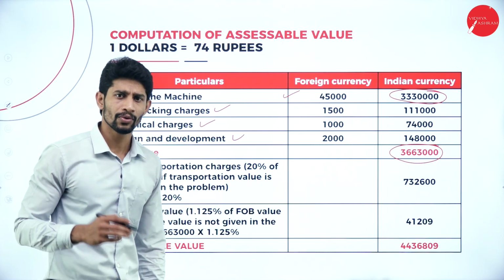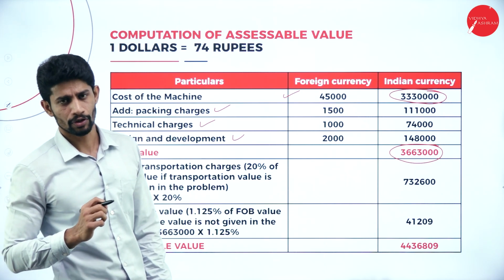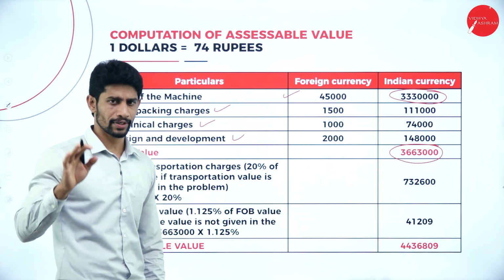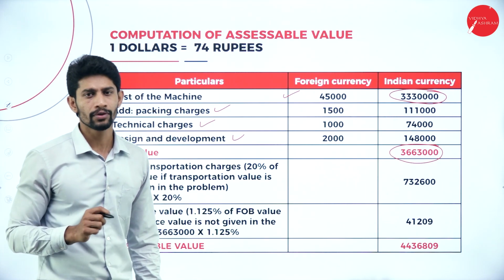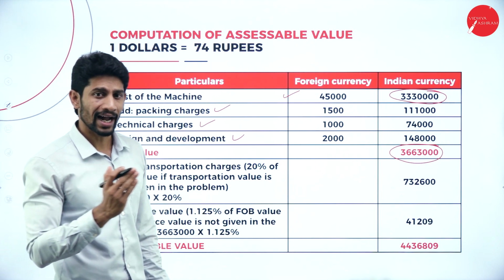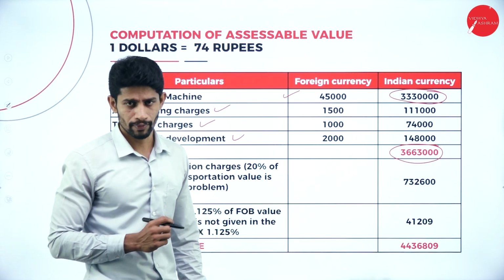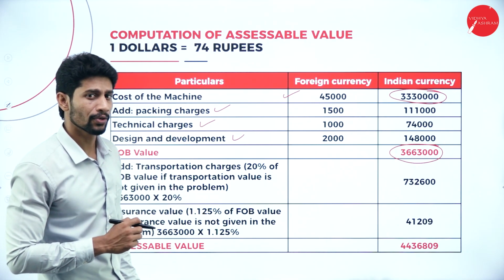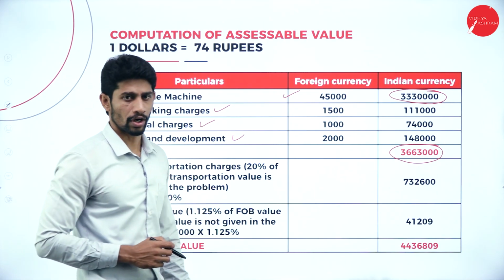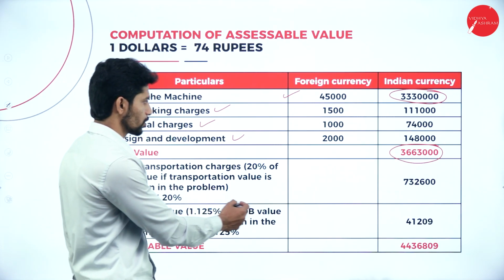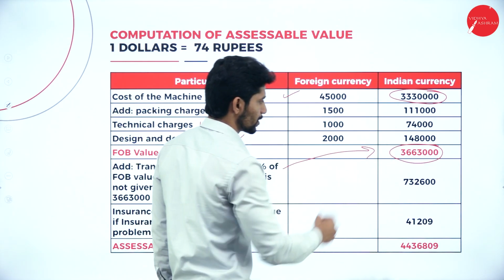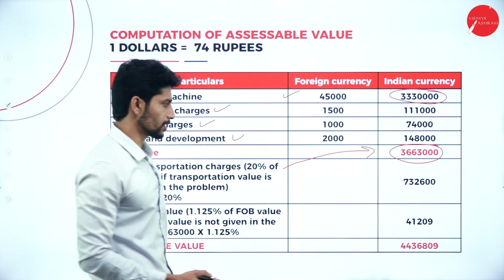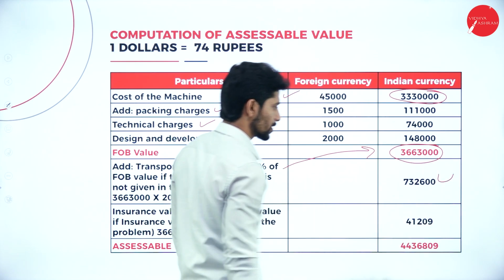So for that value, add transportation cost. Transportation cost is not given in the problem. What are you supposed to do now? You are supposed to add 20% of FOB value as transportation cost. So if you compute 20% on this 36,63,000, you will get 7,32,600.